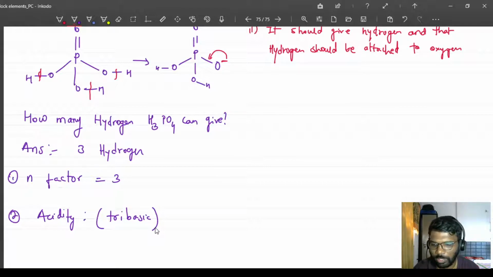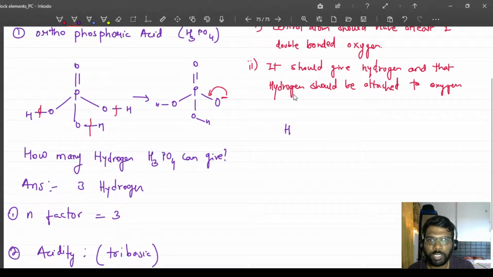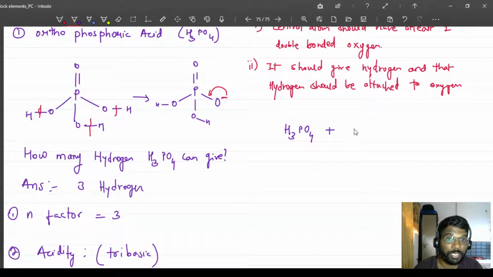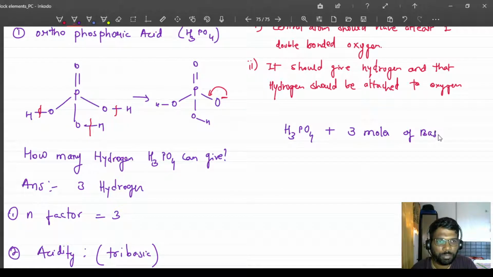Now what is the meaning of this? Tribasic means, to neutralize this H3PO4 structure, since it gives 3 hydrogens, I will require 3 moles of base. That's why it is called tribasic, and acidity is always given this way. If two hydrogens, then dibasic. If it can give one hydrogen, then we call that monobasic.